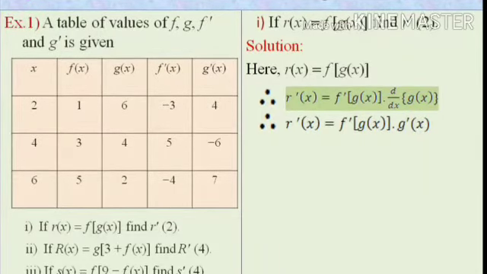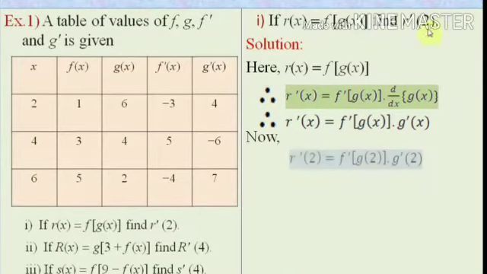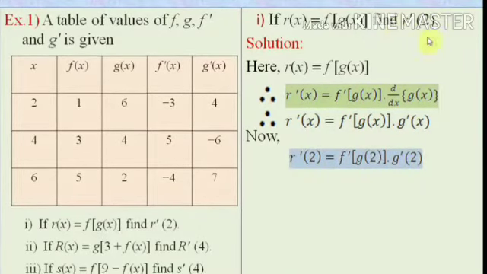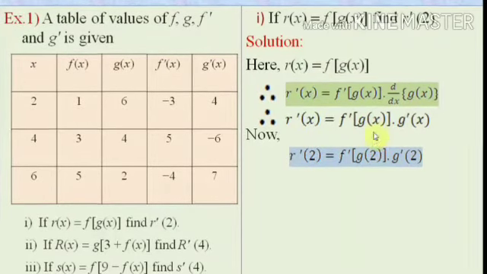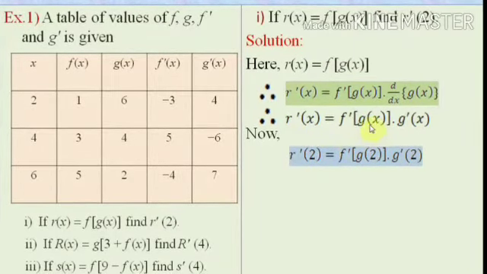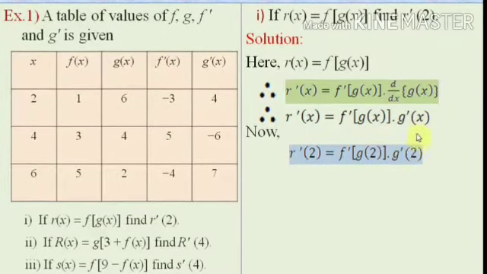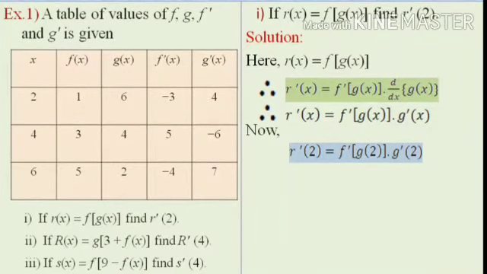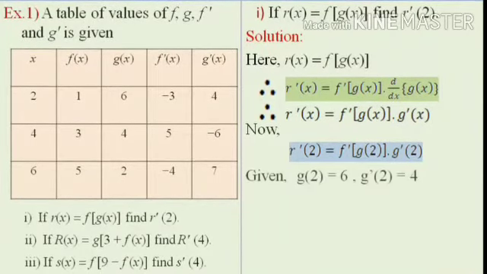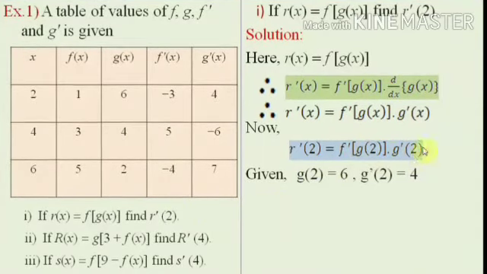Now we have to find the value of r dash of 2, and therefore put 2 instead of x. Therefore r dash of 2 equals f dash of (g of 2) into g dash of 2, only putting the value of x equal to 2. Now in the given table, we require the value of g of 2 and g dash of 2.